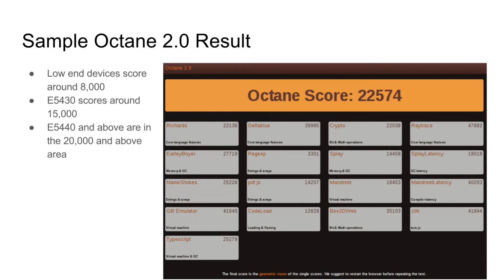So to the left, I've given you some typical figures that we've seen. So our low-end devices, Celeron-powered Chromebooks and 3150s, are getting around 8,000. Our prior generation 5430s with i5s or i3s in them are getting around 15,000. And our 5440s and above, 5550s and 5450s, 5470s, they're getting 20,000 and above.